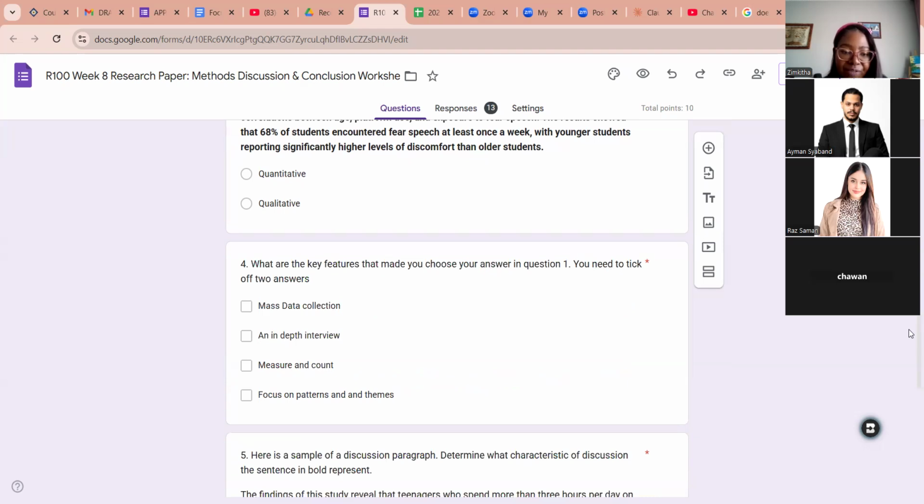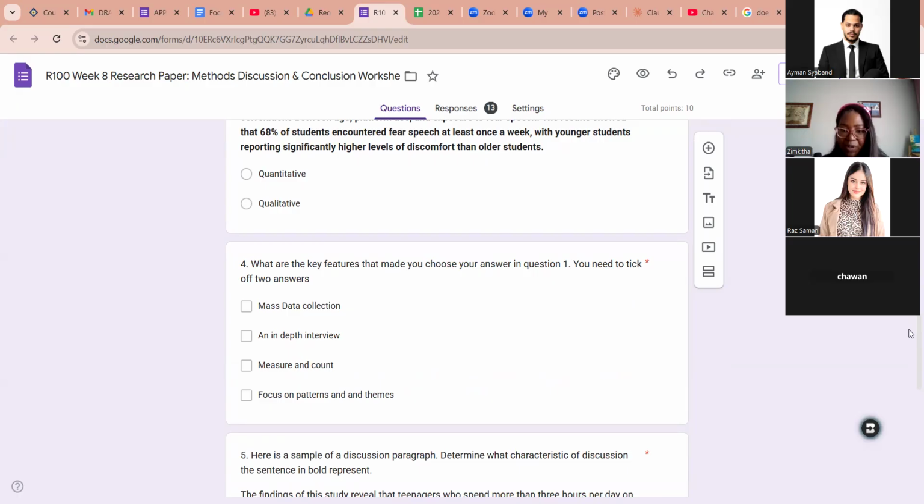Chawan, what are the key features that made you choose your answer in the previous question? You had to tick 2 things. Mass data collection and measure and count. Measure and count. Thank you very much.